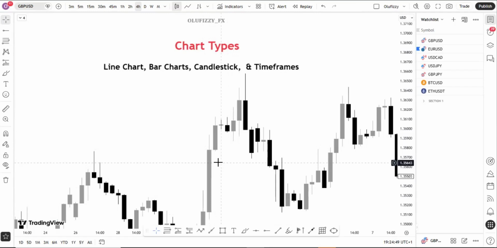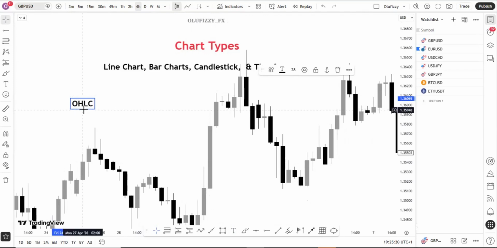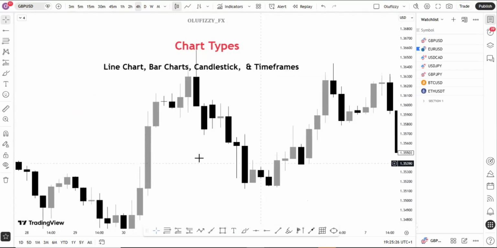Each candle shows us the four most important details in every price, which are the four parameters of price. It's going to show you the open price. I normally call them OHLC so that you will be able to remember. So that is the four parameters of price. The O stands for open, the H stands for high, the L stands for low, and the C stands for close. So now let's check a candlestick, for example.